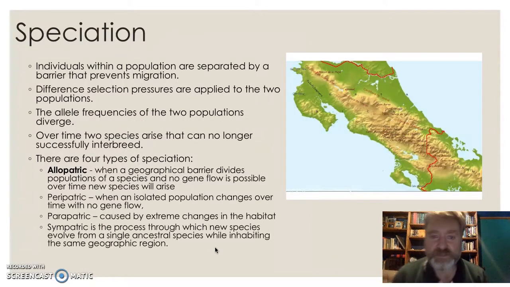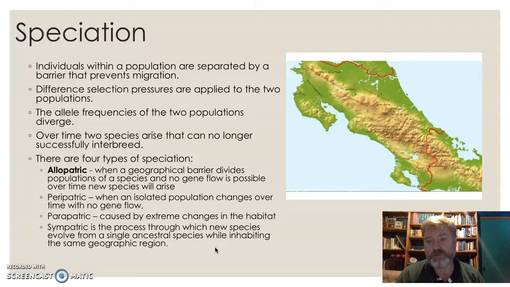We talk also about speciation occurring, and the one you need to know for your exam is allopatric, so I've bolded that. But just because some people are often interested in what other types there are, we talk about allopatric, peripatric, parapatric, and sympatric speciation events.